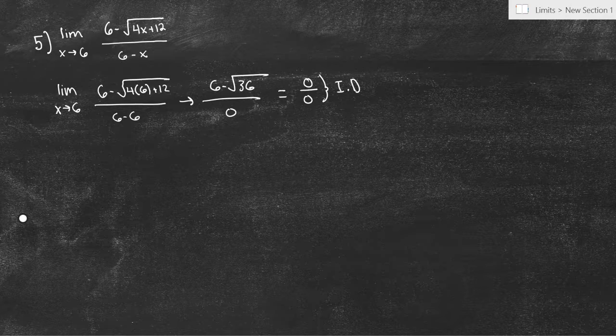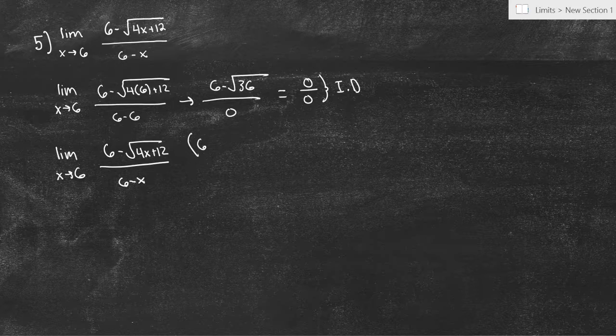And remember, for conjugates you always use the square root. So in this case, we have the square root on the top, and the conjugate is multiplied. Let me show you. We have 6 minus square root of 4x plus 12 divided by 6 minus x. We're going to multiply the numerator and the denominator by 6 plus square root of 4x plus 12. What this is going to do is get rid of the square root, which is really what's making this problem hard. If we get rid of that, we can solve it.